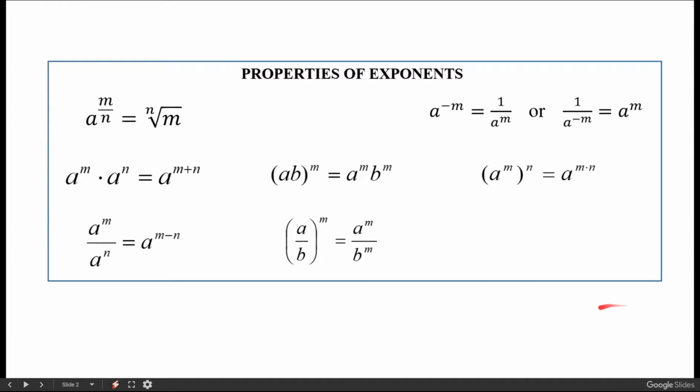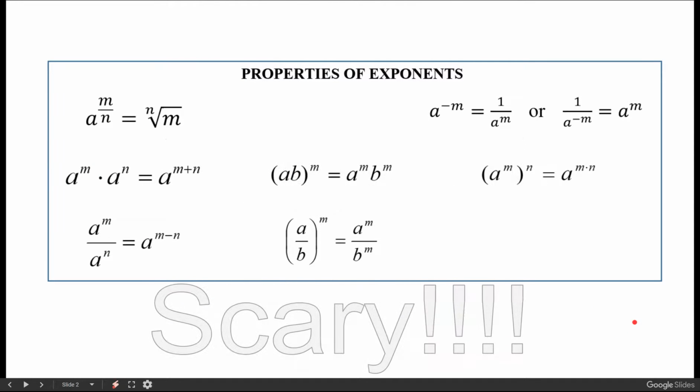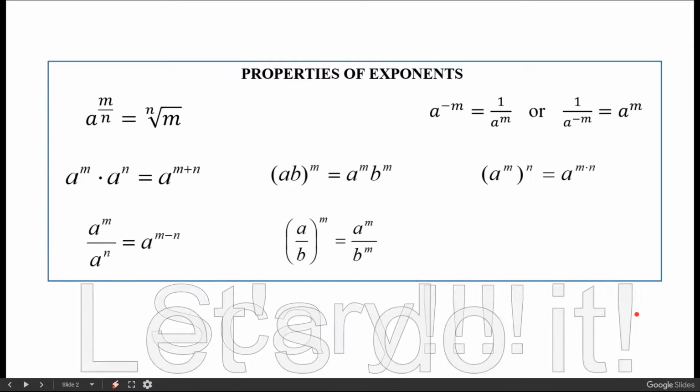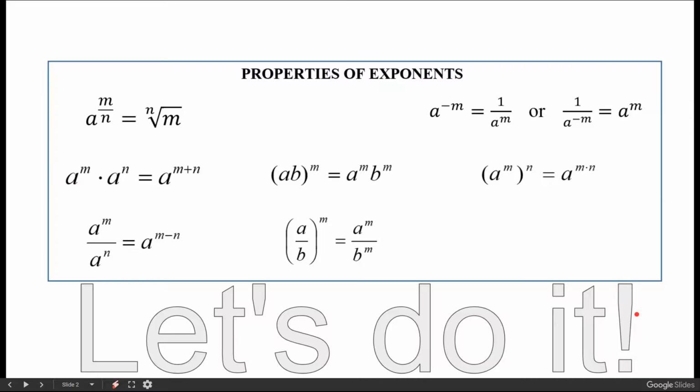Well, here they are, and I know it's pretty scary. They can be pretty intimidating. What we're going to do is look at each one individually with some simple examples, and then we're going to look at two more difficult problems. So let's do it.